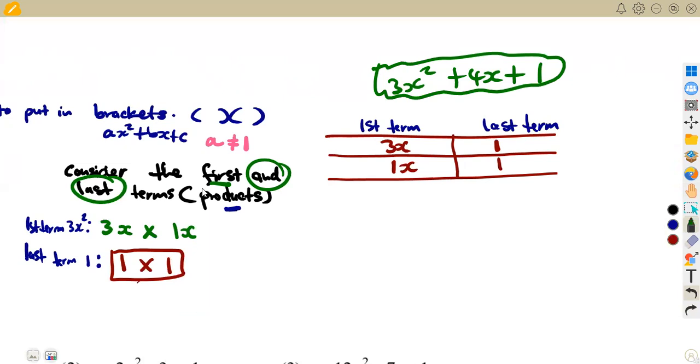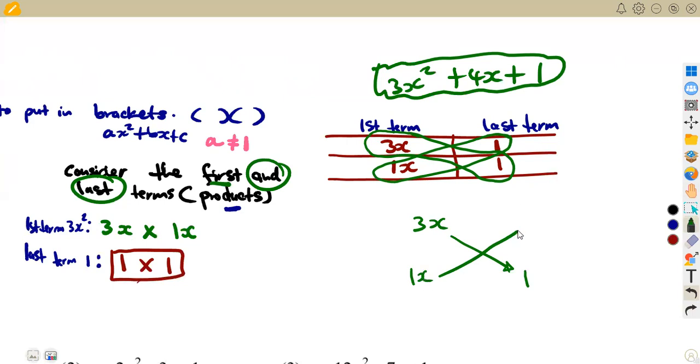So I want you to check something here. If we are to consider this, we are supposed to have a product that you consider diagonally like this and like this. Okay. So if you consider that way, we are going to see that there is a 3x here, which goes with what? With a 1. All right. There is a 1x here, which goes with what? With a 1 here. These are the terms that you're going to need in your brackets.